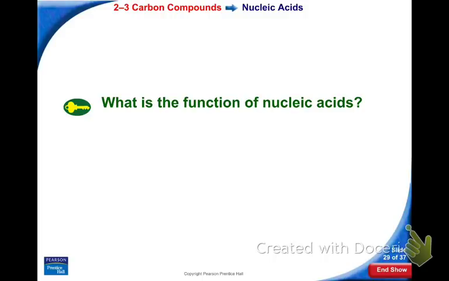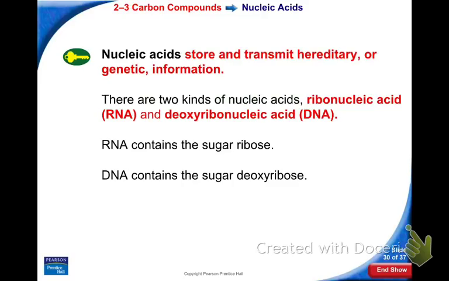Here's another key idea. What's the function of nucleic acids? Well, what is a nucleic acid? DNA and RNA. What's the purpose of our DNA? What's the purpose of our RNA? Super important: store and transmit hereditary or genetic information. And just know that DNA and RNA are the two types of nucleic acids. So inside of the nucleus of every single cell in your body, you have DNA and RNA. And DNA is like the blueprint of life.